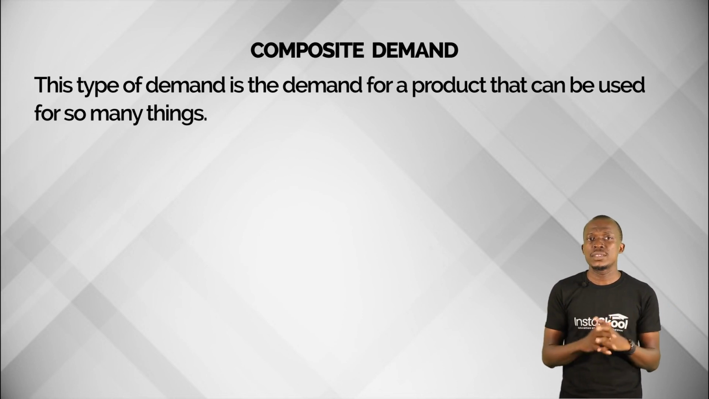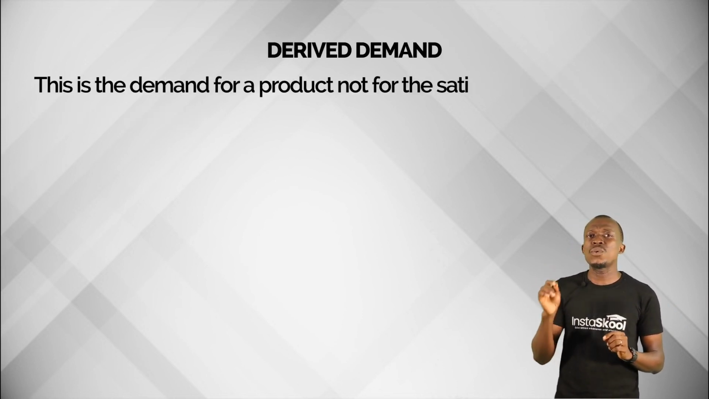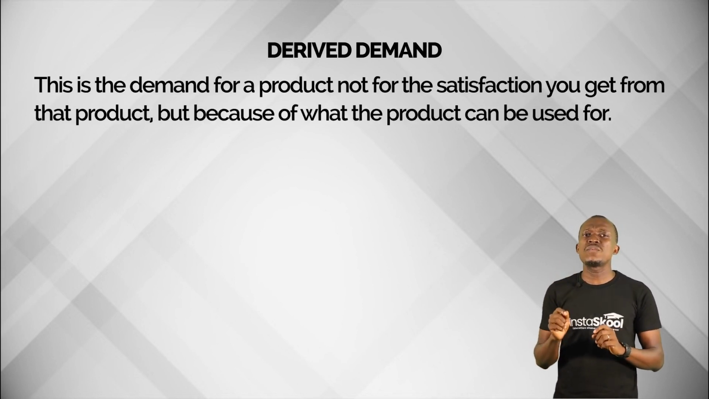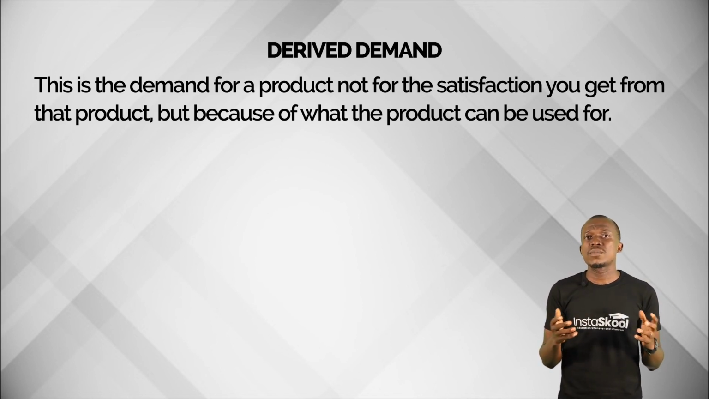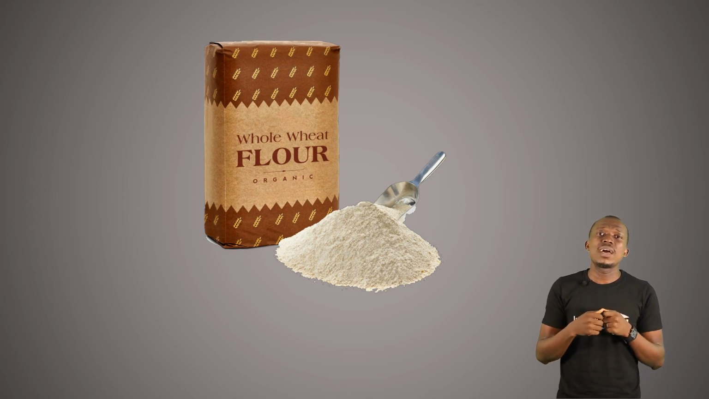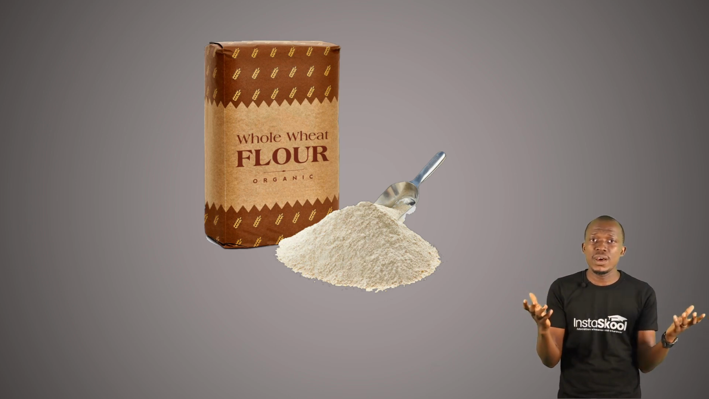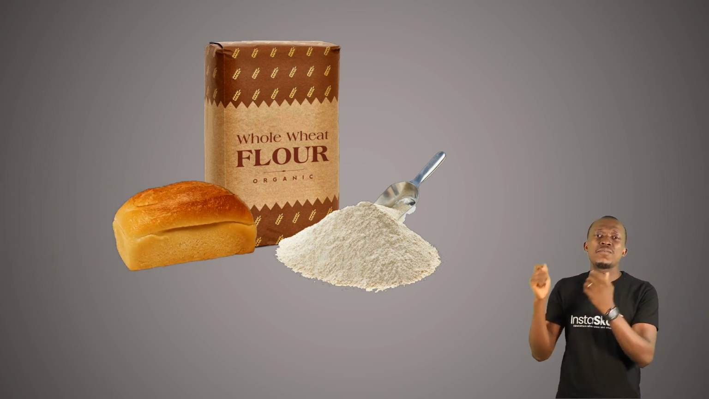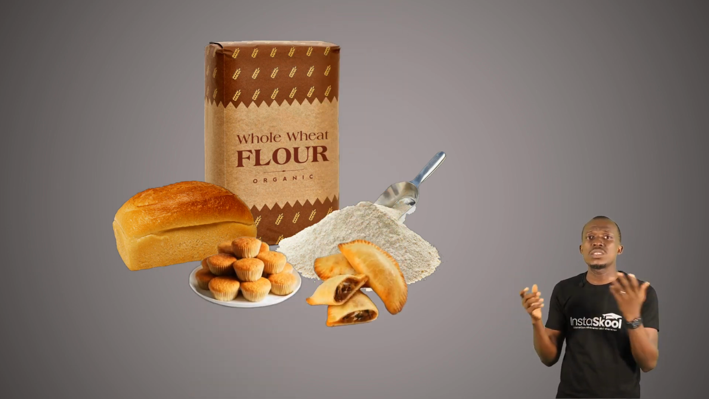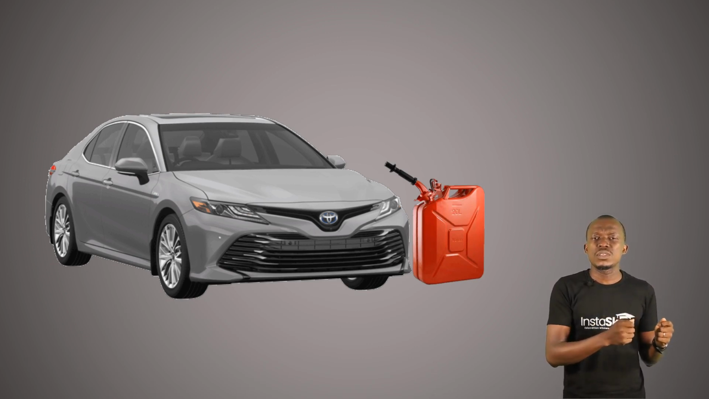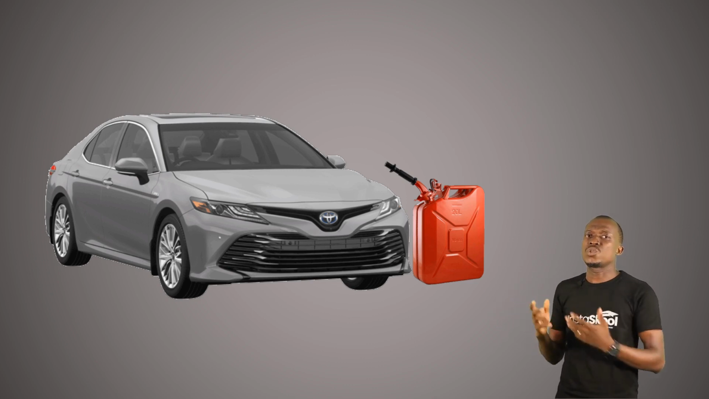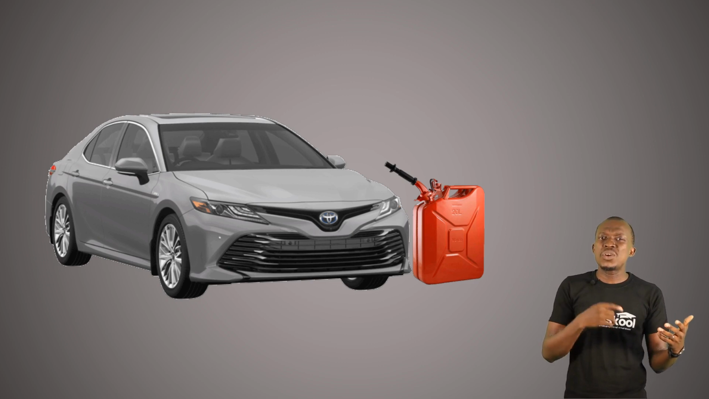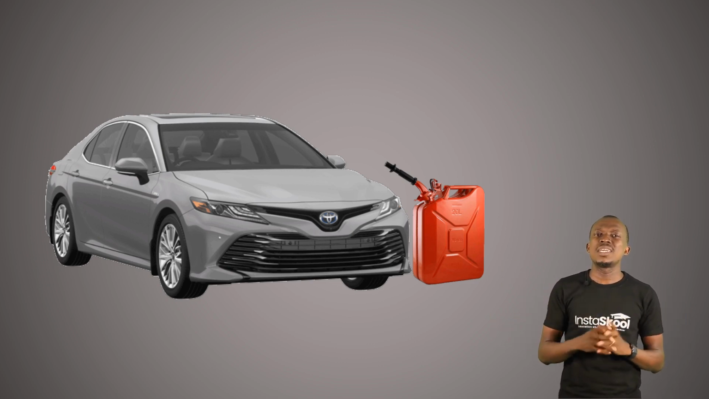Finally is derived demand. This is the demand for a product, not for the satisfaction you get from that product, but because of what you can use that product for. Take for example, when you demand for flour, you don't use flour and get satisfaction just by having the flour. You demand flour because there is a demand for bread or cake or any other product that you use it for. When you demand for a car or petrol, it's not because of that product. It's because you want to either power your generator and get light, or because you want to put it in your car and move from one place to another. So when you demand for a product because of what that product can be used for, then that is called a derived demand.